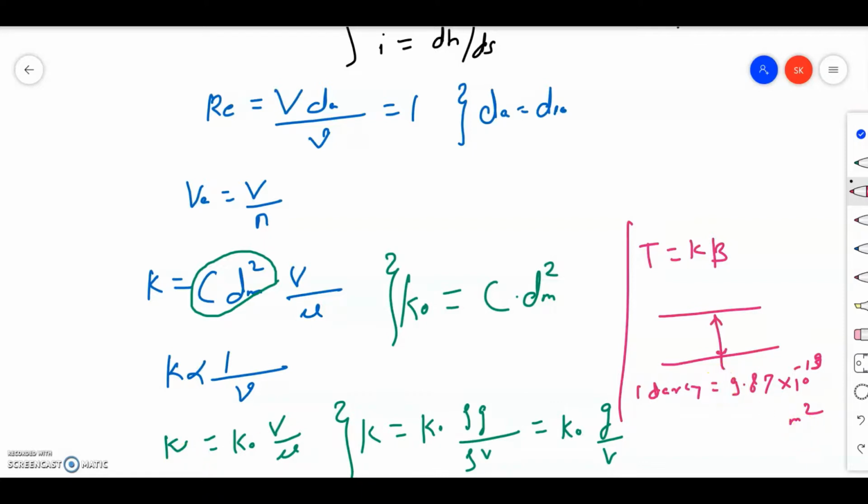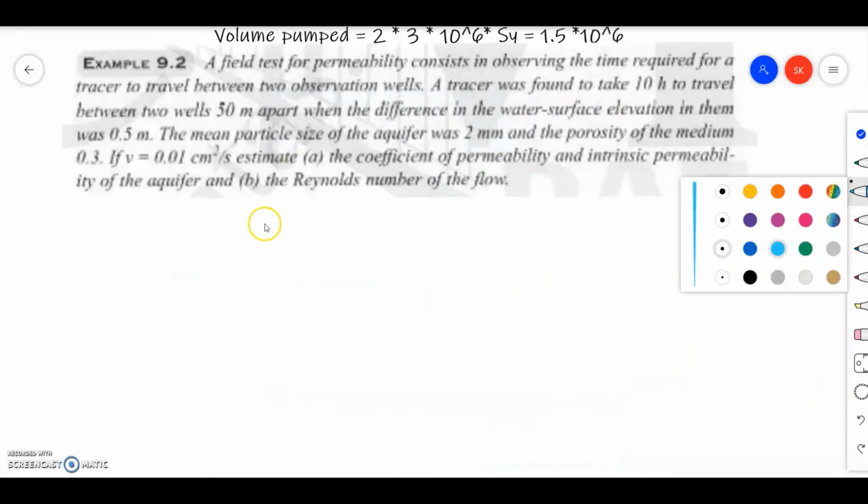So this is about the different formulas. Now we will solve one problem on the numerical, which will clear our concepts in depth. In this problem there are different things given, and if we just read it, we will get the idea of what is given.